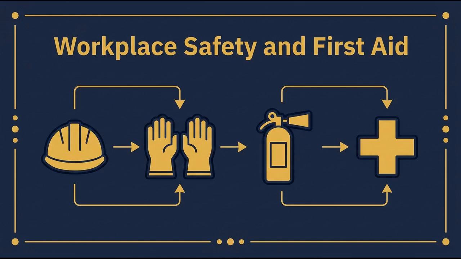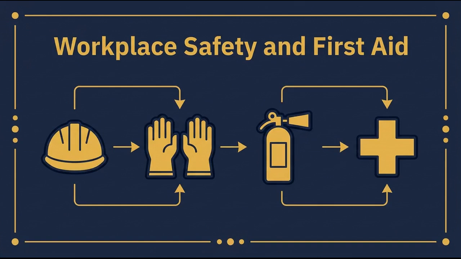Speaking of fire, effective firefighting requires controlling ignition sources, keeping extinguishers readily available, and knowing clear evacuation routes. If an accident does happen, you need to know basic first aid. In emergencies, remember the ABC approach: airway, breathing, and circulation.